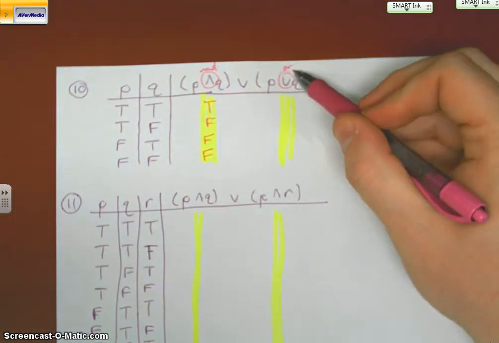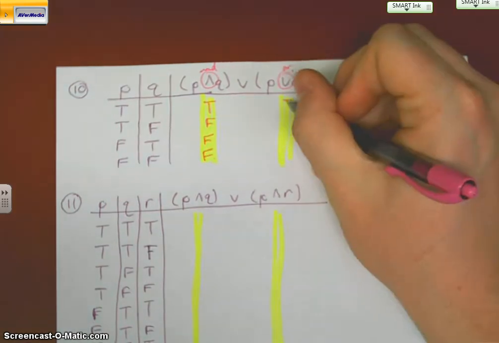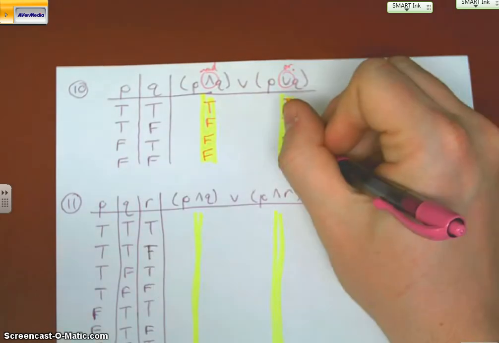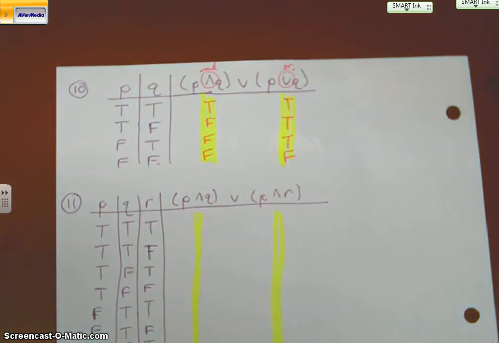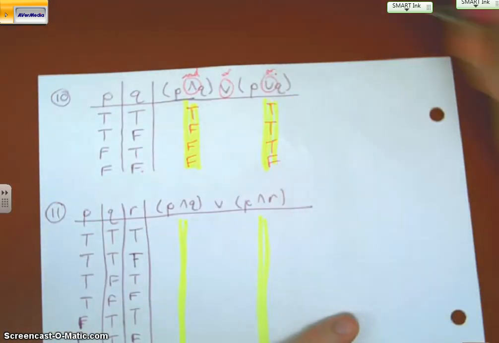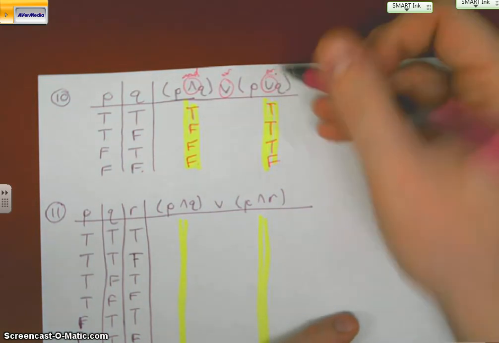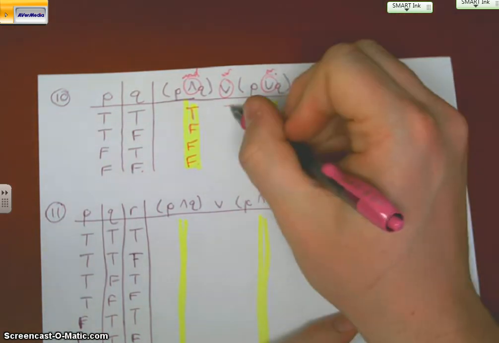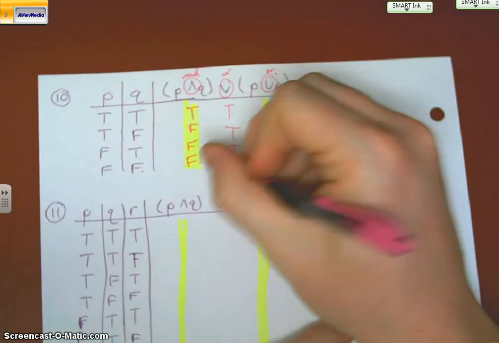Over here, it's an or, so I only need one true statement. So true, I have one true statement. I have one true statement. False. Then I'm going to take these two statements and compare them as an or. Once again, I'm only looking for one true. Well, both of them are true. There's one. There's one. Both are false.